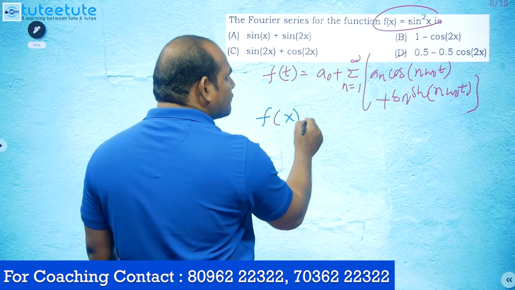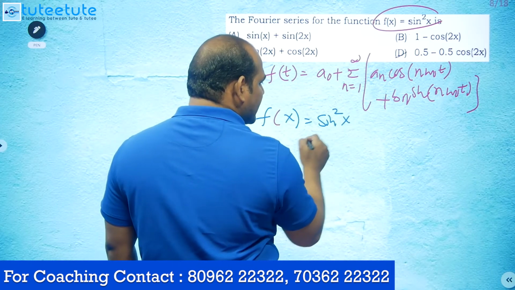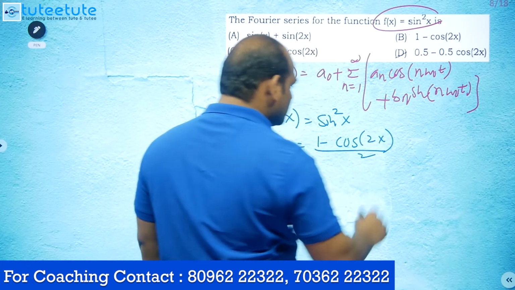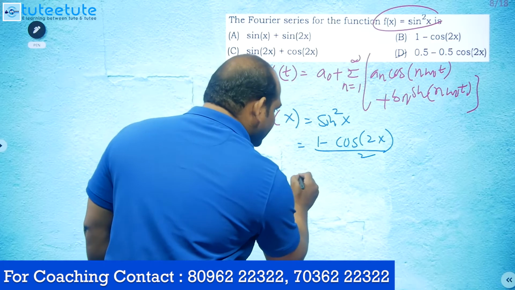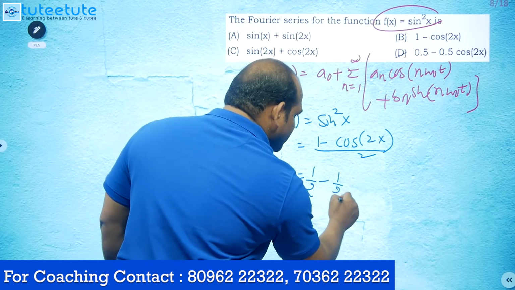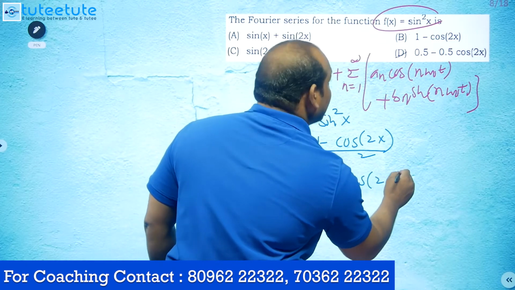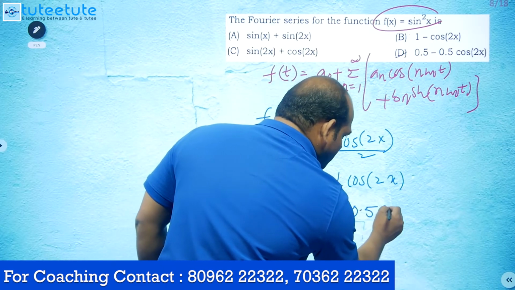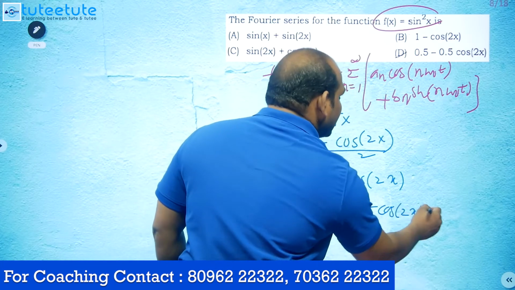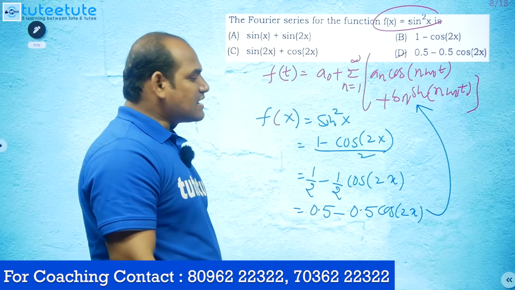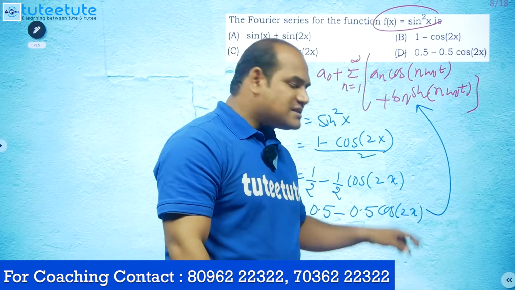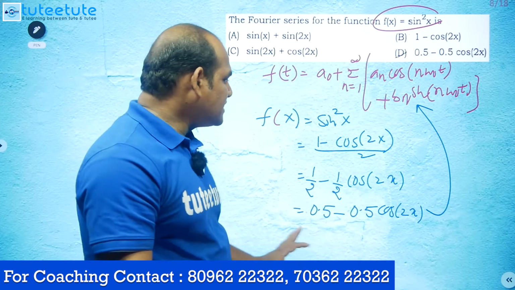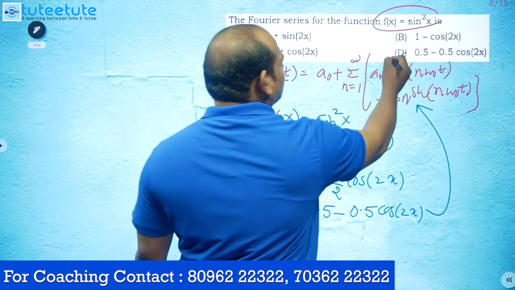So f of x is equal to sine square x, that is equal to (1 minus cos 2x) by 2. Okay, this is the f of x value, and this can be written as 1 by 2 minus 1 by 2 into cos 2x, which is 0.5 minus 0.5 into cos 2x. In the trigonometric functions only the cos term is available, and n omega naught is given by 2. Okay, we cannot say that is omega naught, it is n omega naught, that is equal to 2. So option D is the correct option.